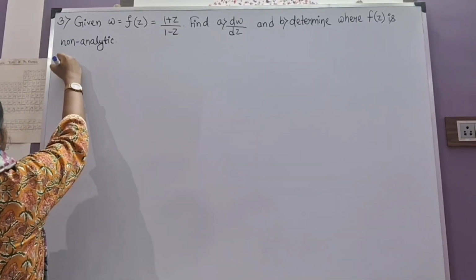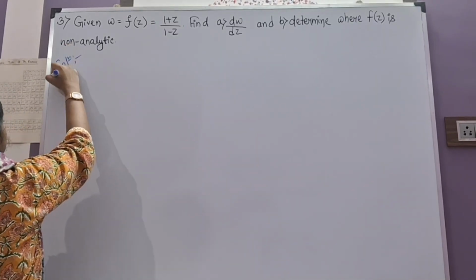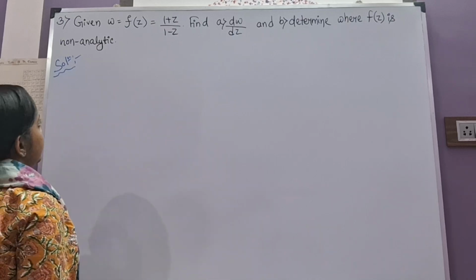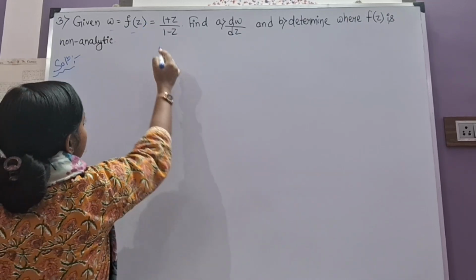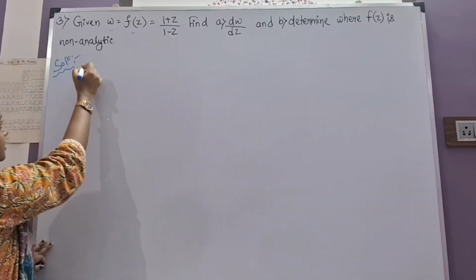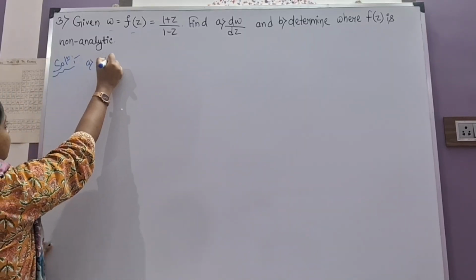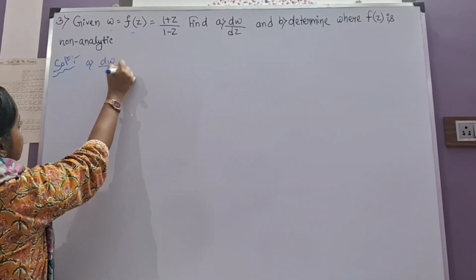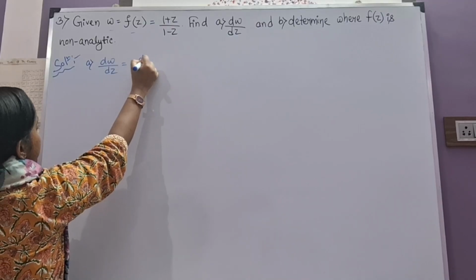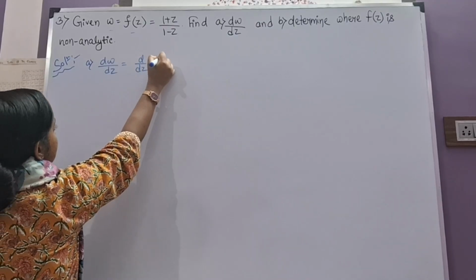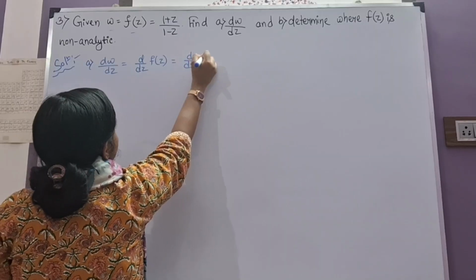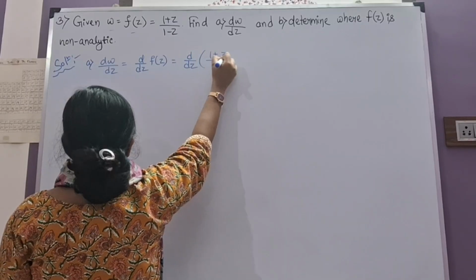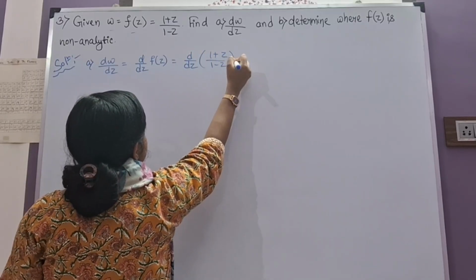Now we are going to solve this numerical. So here it is given that w is a function of z in the form 1 plus z by 1 minus z. So, dw by dz is equal to d by dz of f of z equal to d by dz of 1 plus z by 1 minus z.